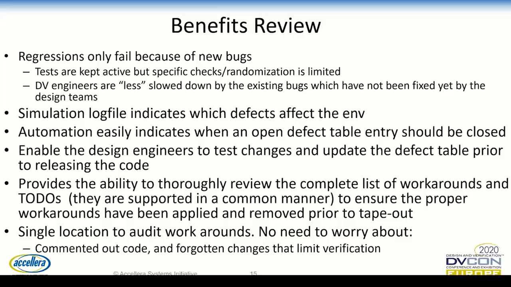So I went a little bit fast, but the regressions fail only when you have new bugs. So your tests are really kept active. And the DV engineers are not slowed down, not that much, by the existing bugs which haven't been fixed yet. That's super, super important. It's very dependent on product and company, right? We all have different types of bugs. We have showstoppers.